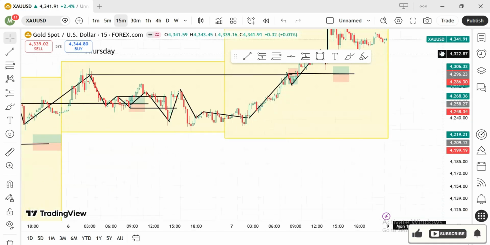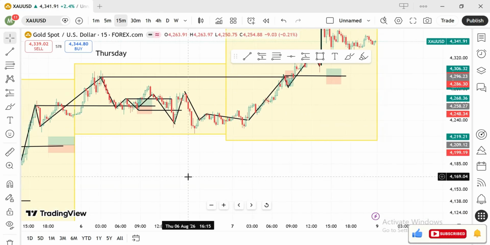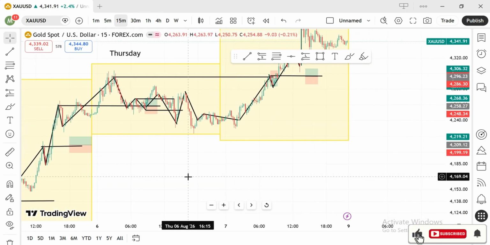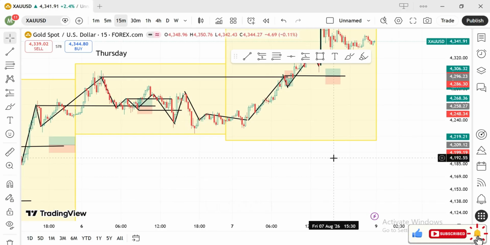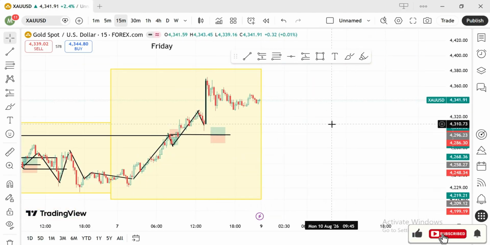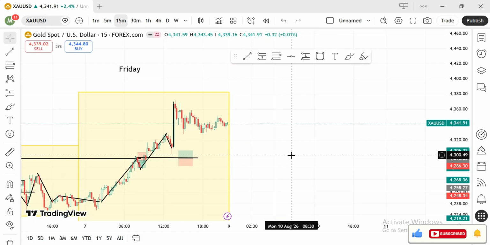So as you can see, this is a valid market structure strategy, a trend line strategy that we have been using in the market, and you can use this to make money from the market every day if you understand.